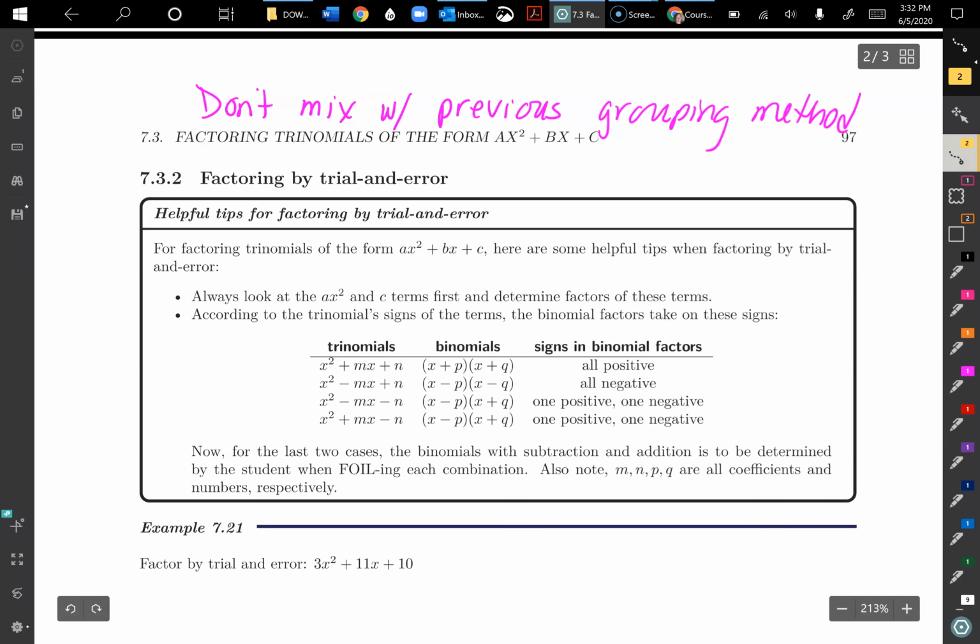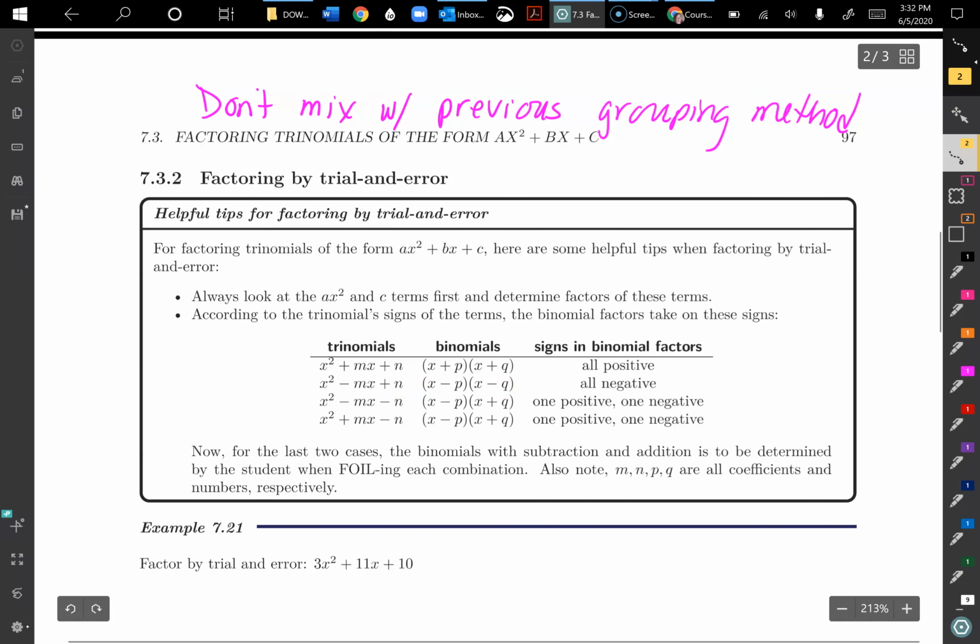So here we're going to look at the tips. If you have binomials that have the same sign throughout, then you're going to have a plus situation in your binomials, all positive. If you have a minus for your middle term, you'll have negatives because you have to have the same sign.